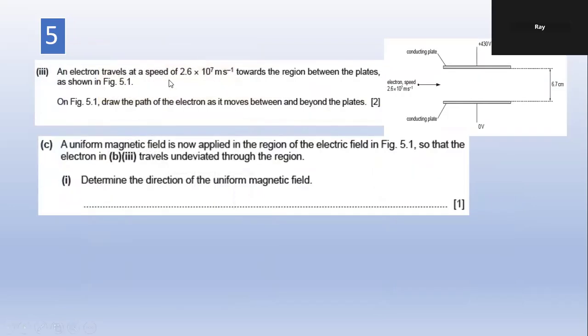An electron travels at a speed of 2.6 times 10 to the power 7 meter per second towards the region between the plates, as shown on figure 5.1. Draw the path of the electron as it moves between and beyond the plates. Right? This part is a straight line. This part continues the straight line, and then this part a parabola, and then this part a straight line going outwards. Straight upwards.